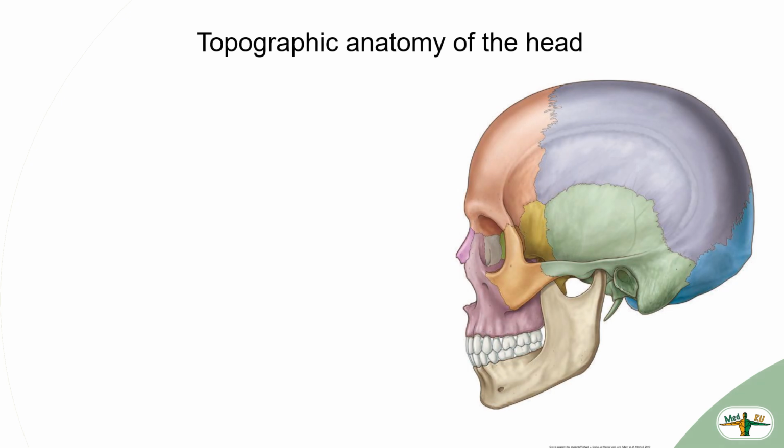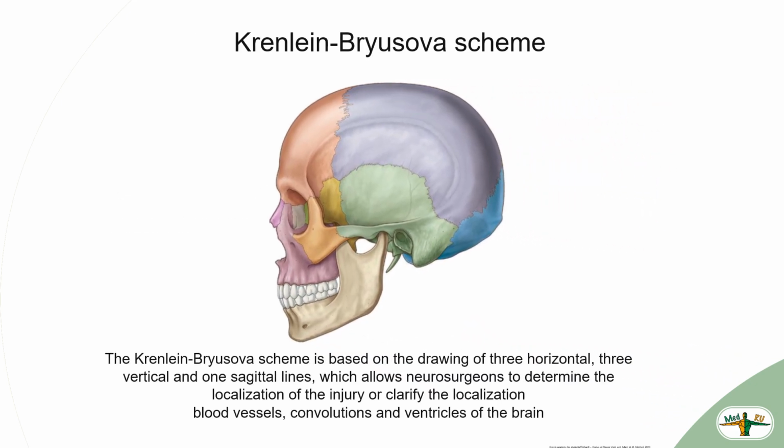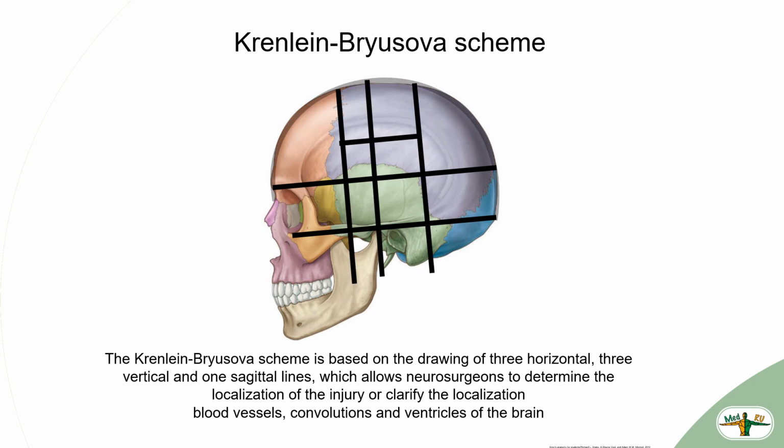Topographic anatomy of the head. In this video we will study the Kronlein-Bryusova cranial topography scheme. The Kronlein-Bryusova scheme is based on the drawing of 3 horizontal, 3 vertical and 1 sagittal lines, which allows neurosurgeons to determine the localization of the injury or clarify the localization of blood vessels, convolutions and ventricles of the brain.